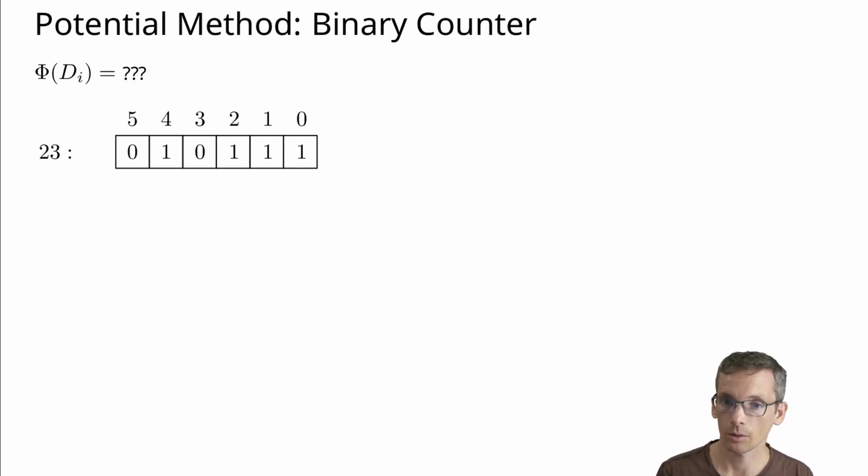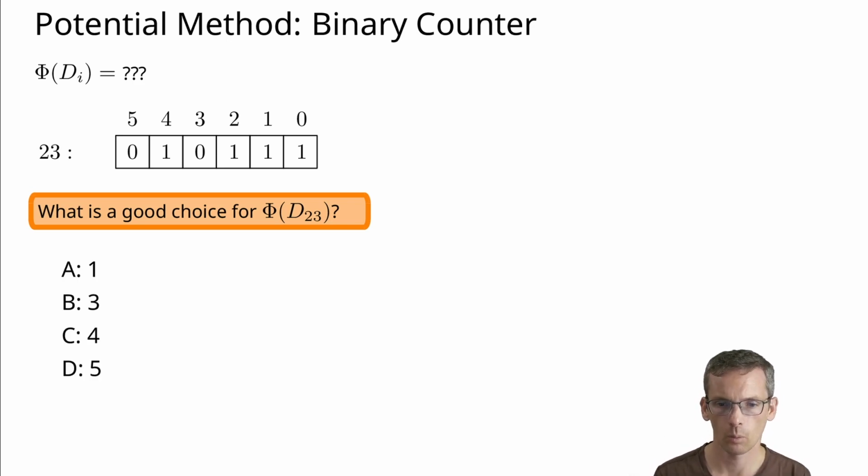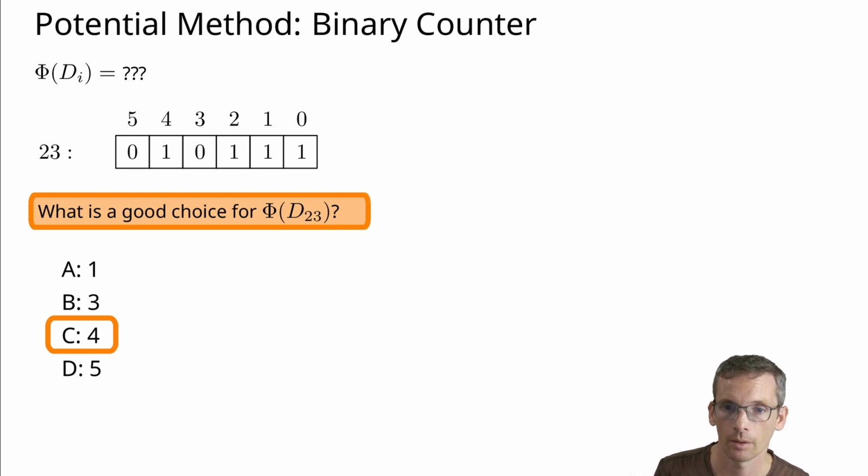This is a data structure after 23 increments. What should the potential at this point be? So 1, 3, 4, or 5. So the potential should be ideally 4. So why should it be 4?